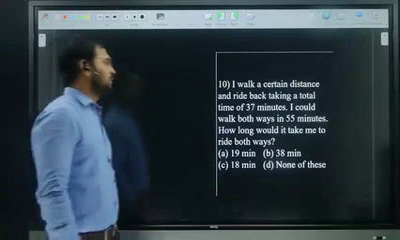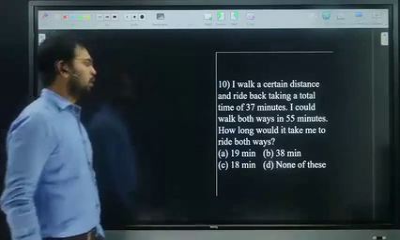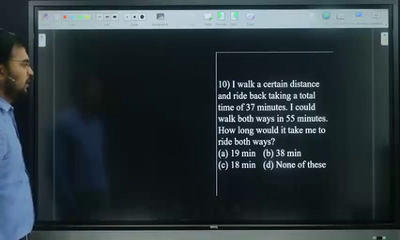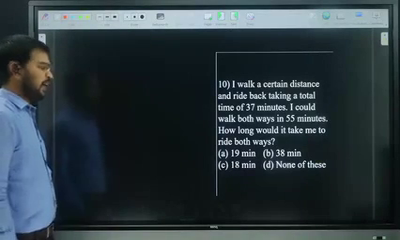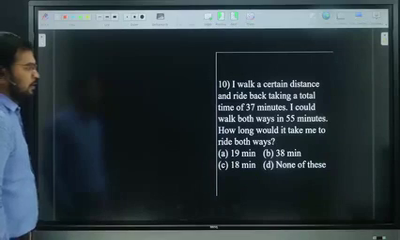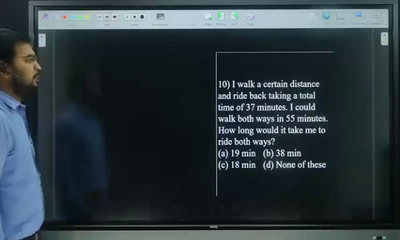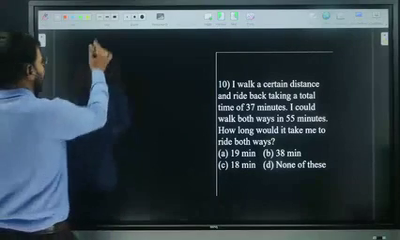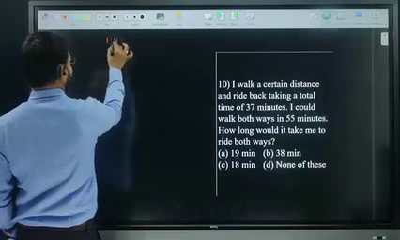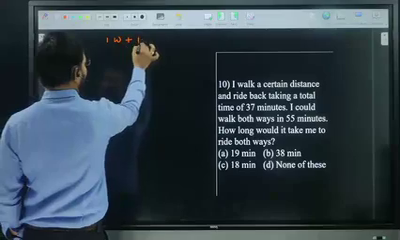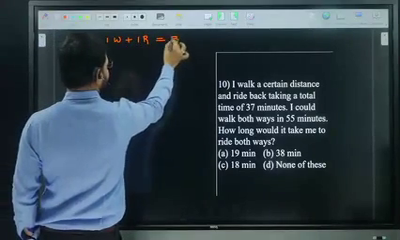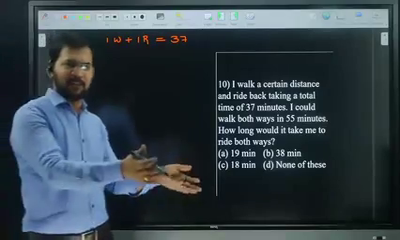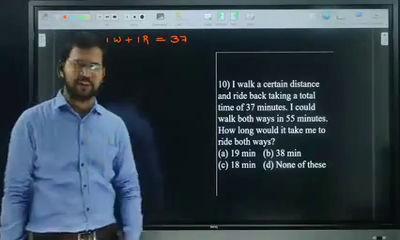I walk a certain distance and ride back, taking a total time of 37 minutes. I could walk both ways in 55 minutes. So how long would it take me to ride both ways? I walk a certain distance and ride back, taking a total time of 37 minutes. That is, one way walking plus one way riding is equal to 37 minutes. Are you okay?